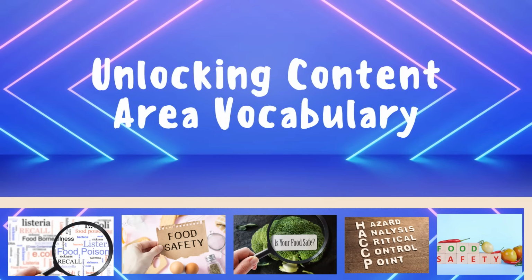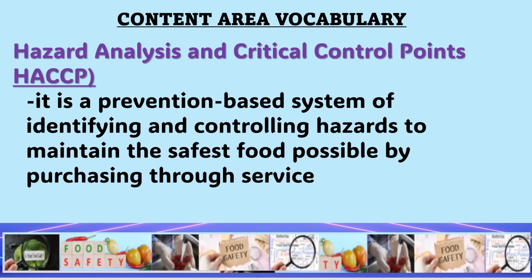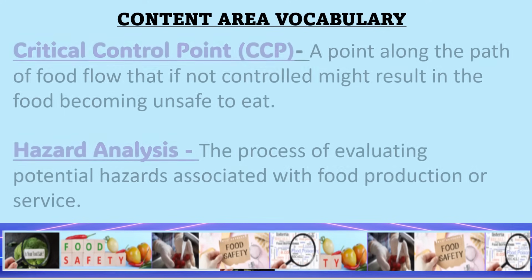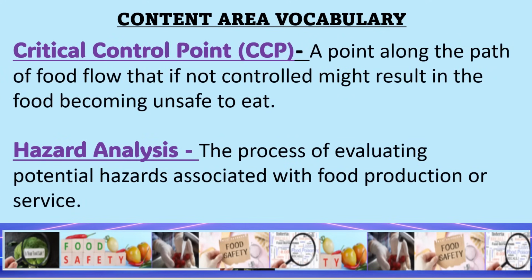Unlocking content area vocabulary. Hazard analysis and critical control points, or HACCP, is a prevention-based system of identifying and controlling hazards to maintain the safest food possible from purchasing through service. Critical Control Point, or CCP, is a point along the path of food flow that, if not controlled, might result in the food becoming unsafe to eat.